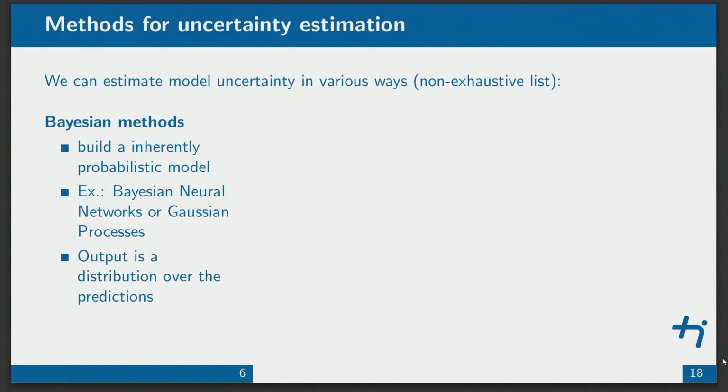The true, or maybe best, way to build models that can estimate their predictive uncertainty are Bayesian methods. Here we build an inherently probabilistic model, for example, the well-known Gaussian processes, or Bayesian neural networks, where we use probability distributions instead of weights, and then we get an output as a probability distribution, not as a single point estimate. But Bayesian neural networks especially are still evolving and in a relatively early stage. We have very few well-working frameworks for them, and in general, the computational feasibility is difficult.